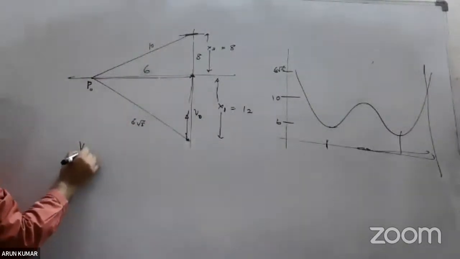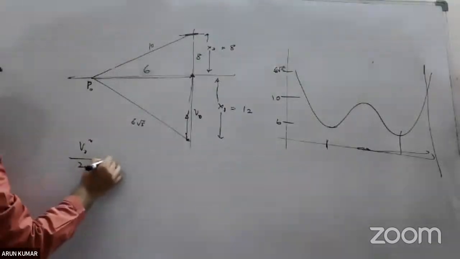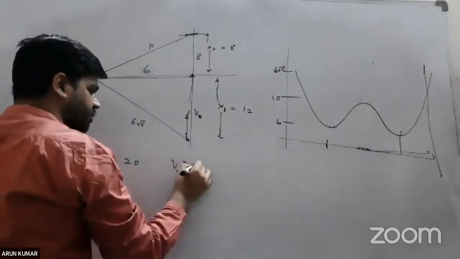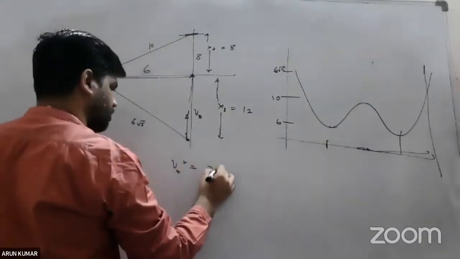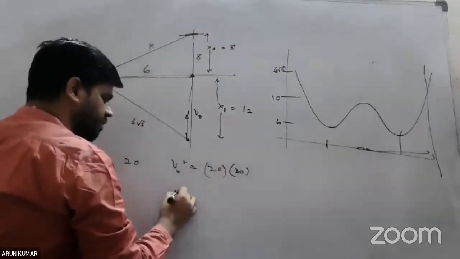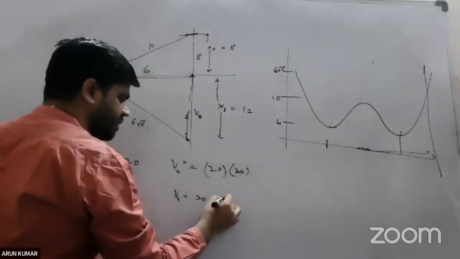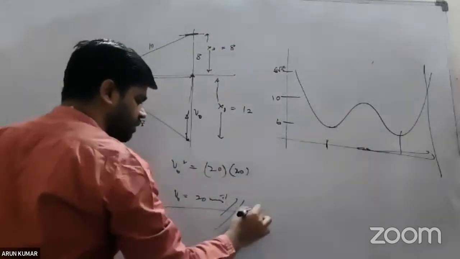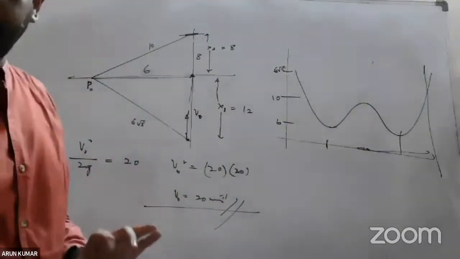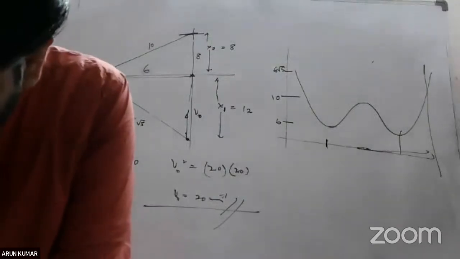So v square by 2g is equal to 20. So v0 square is equal to 20 into 20. Let's take g as 10, given g as 10. V is equal to 20 meters per second. Was that your answer, Vignesh? Yes, sir. That's absolutely right. Everything was perfect.